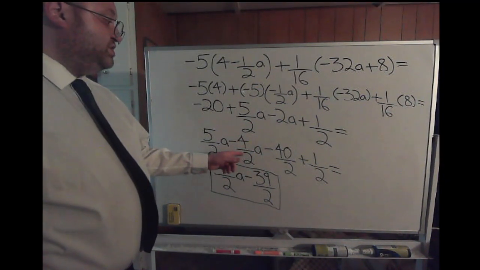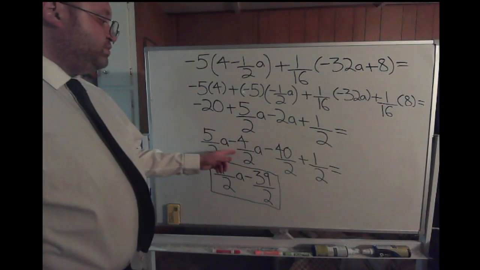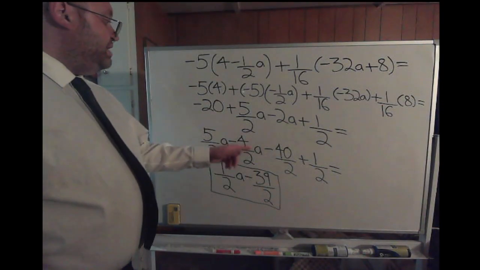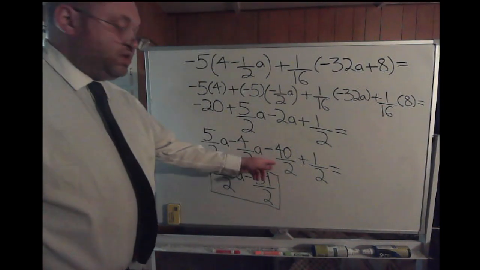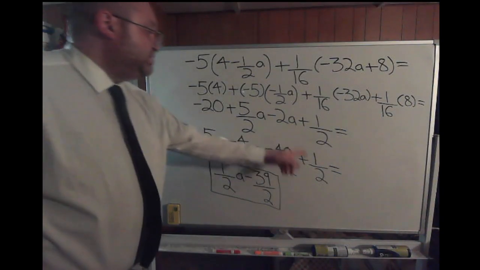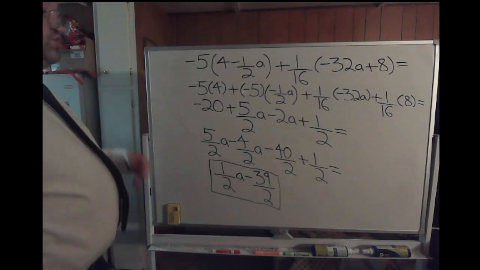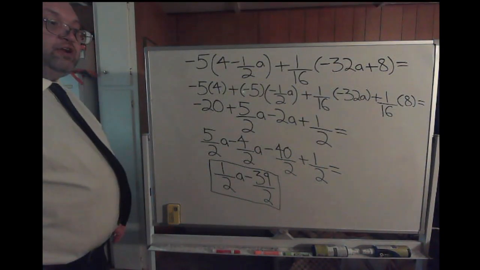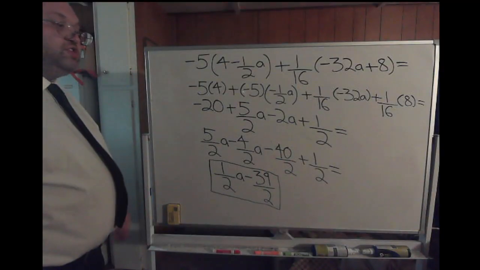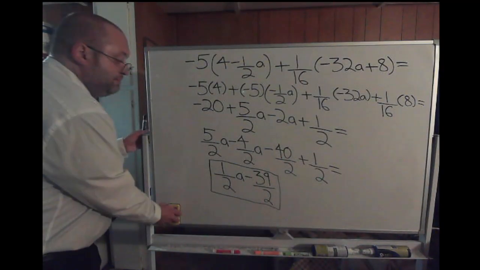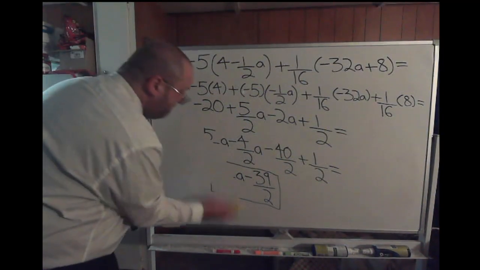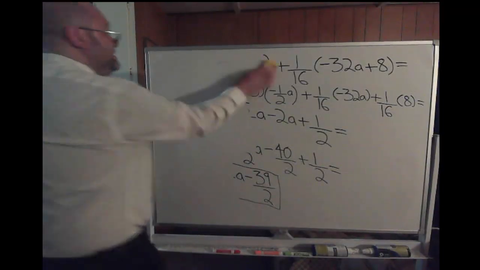4 halves is 2. So you have 5 halves A minus 4 halves A. Minus 20, well 20 is 40 halves, plus the 1 half. Because you want to try to get a common denominator when you're adding. Whenever you have fractions, again, it comes down to common denominator. You want to have that. So yes, these can be quite a bit of a doozy.